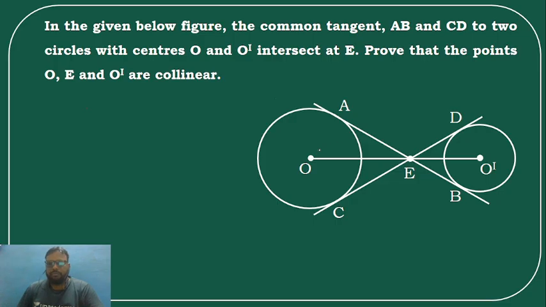This is what you have to prove: O, E, O dash are collinear. Collinear means they lie on the same straight line. This is what you have to prove. Now let us start the proof for this.